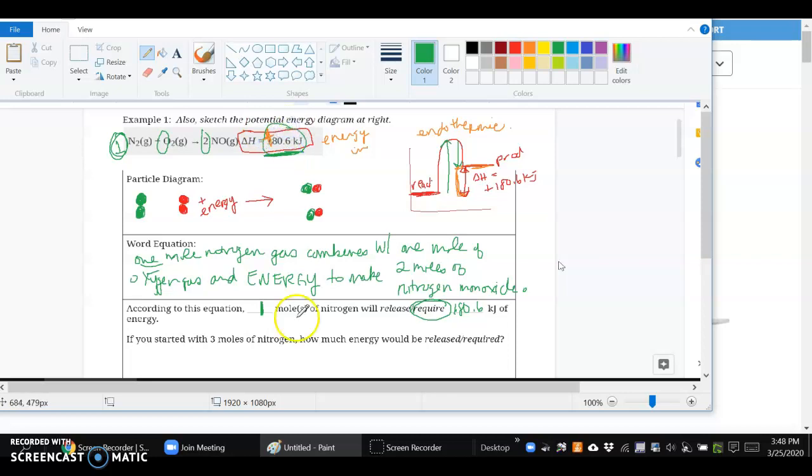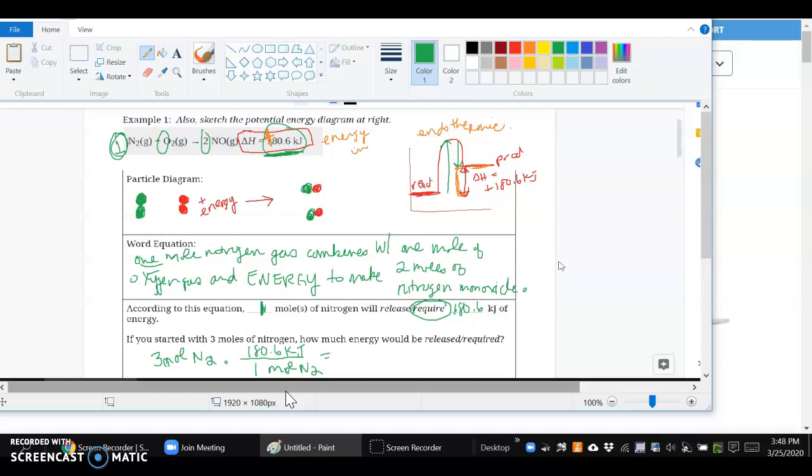Okay, so I need 1 of these to make 2 of these, and I need this much energy to make that happen. Okay, so if I started with 3 moles of nitrogen, okay, so I'm going to go back to kind of the dimensional analysis we've been doing for the whole year. 3 moles of nitrogen times, okay, that's my given. Now I'm going to go to my equation, to my recipe to find out what I've got. So if I have moles of nitrogen up here, I need moles of nitrogen down here so that it cancels, okay? According to this recipe, 1 mole of nitrogen is going to give me 180.6 kilojoules of energy, okay? And then when I multiply those together, I should have written it down.